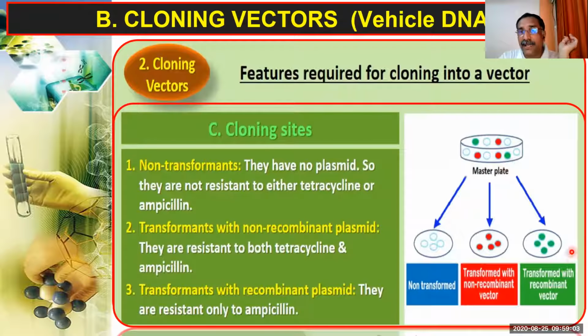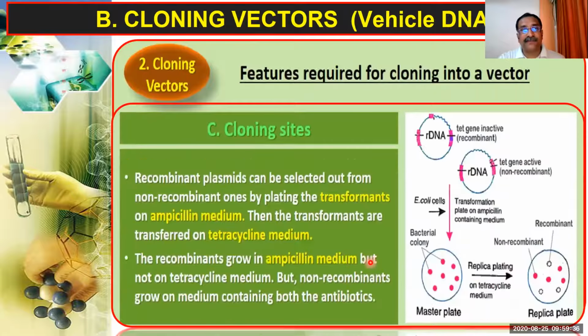And there is a third type, where complete transformation has taken place. There the plasmid is the recombinant vector, that is, the recombinant plasmid with the foreign gene. So when you insert a foreign gene into a plasmid and introduce it into a bacterium, three types of bacteria can be produced: non-transformed, transformed with the non-recombinant vector, and transformed with the recombinant vector.